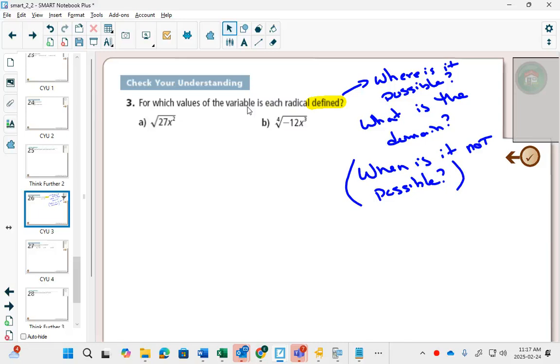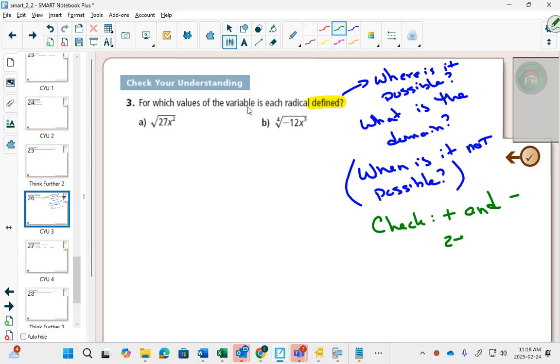Now we're in radicals and square roots and cube roots and fourth roots, and there's something not possible with square roots. What can you not square root? Negative numbers, right? Square roots of negatives are bad. So often when we're trying to figure out when things are possible, you're going to check positives and negatives. You're going to check 0. Those are often things that we use to check, to see if things are possible and not possible.